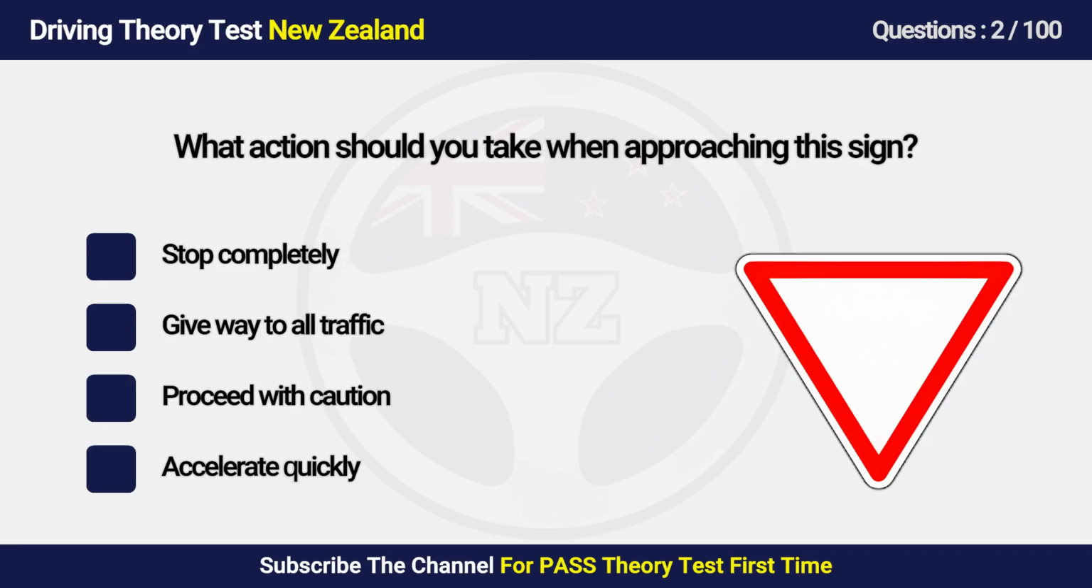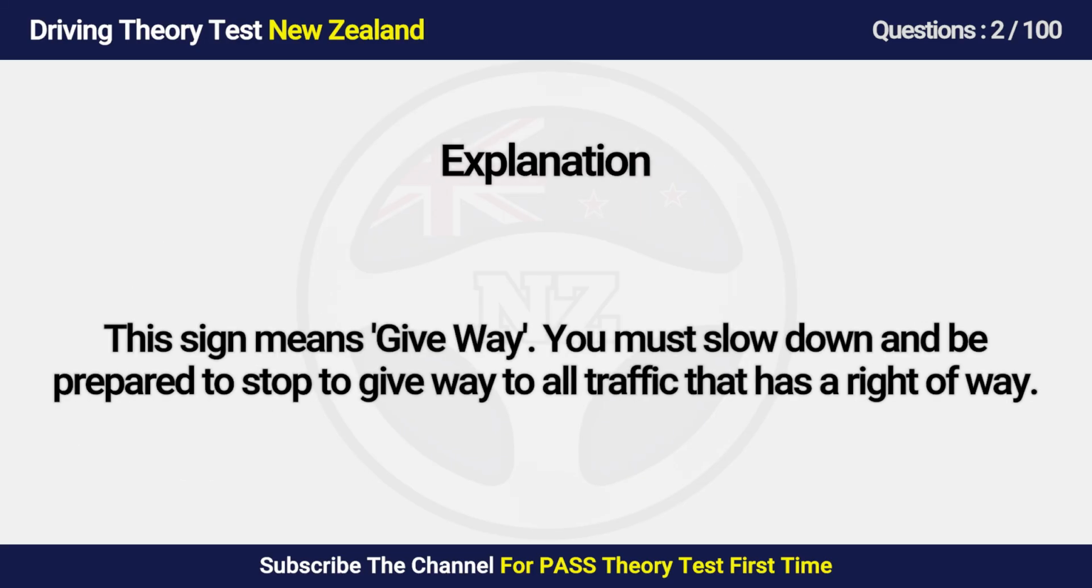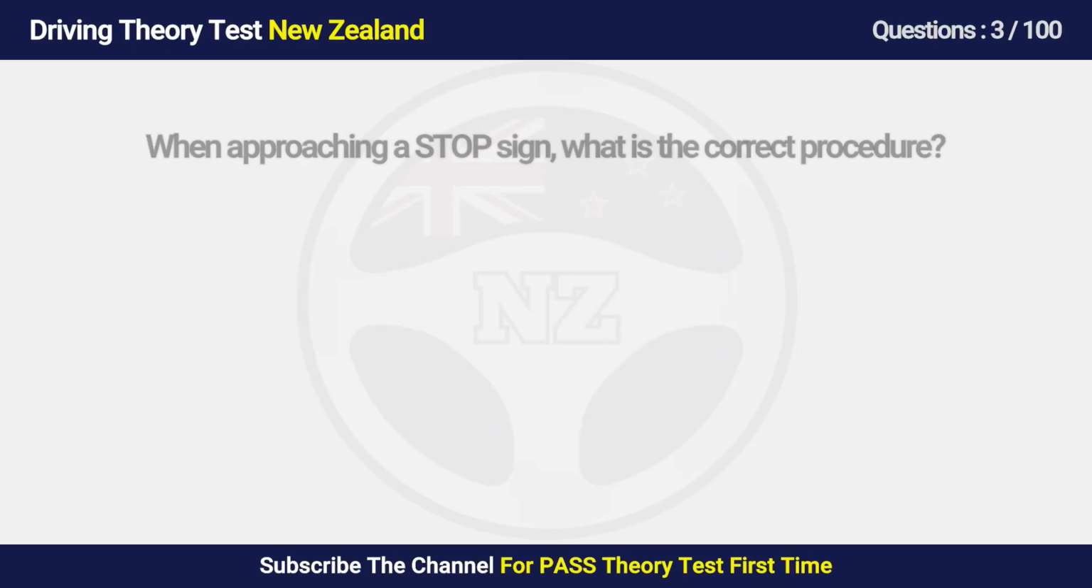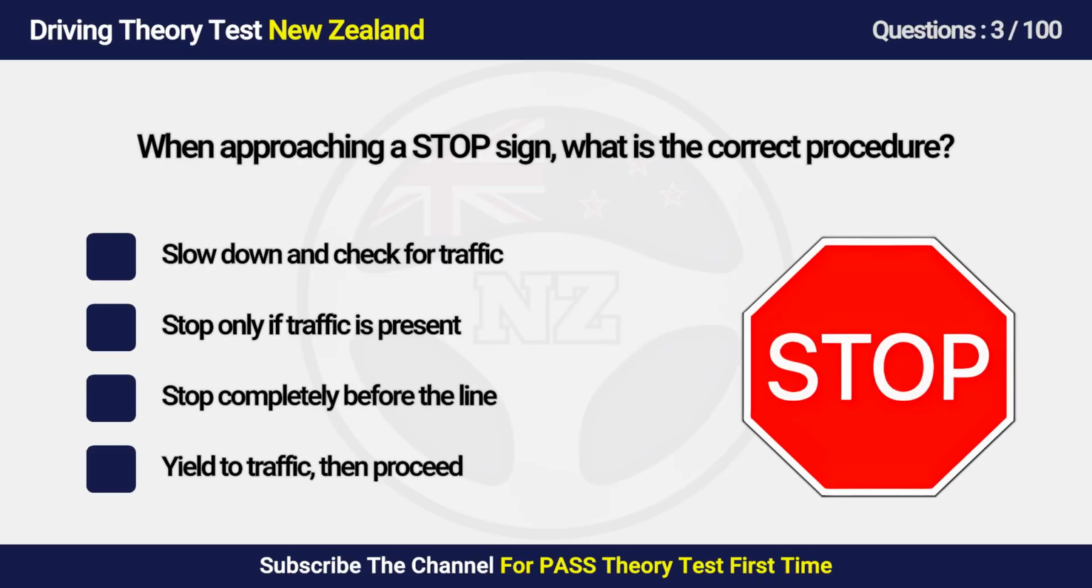C. Proceed with caution. D. Accelerate quickly. Answer is B. Give way to all traffic. This sign means give way. You must slow down and be prepared to stop to give way to all traffic that has a right of way.